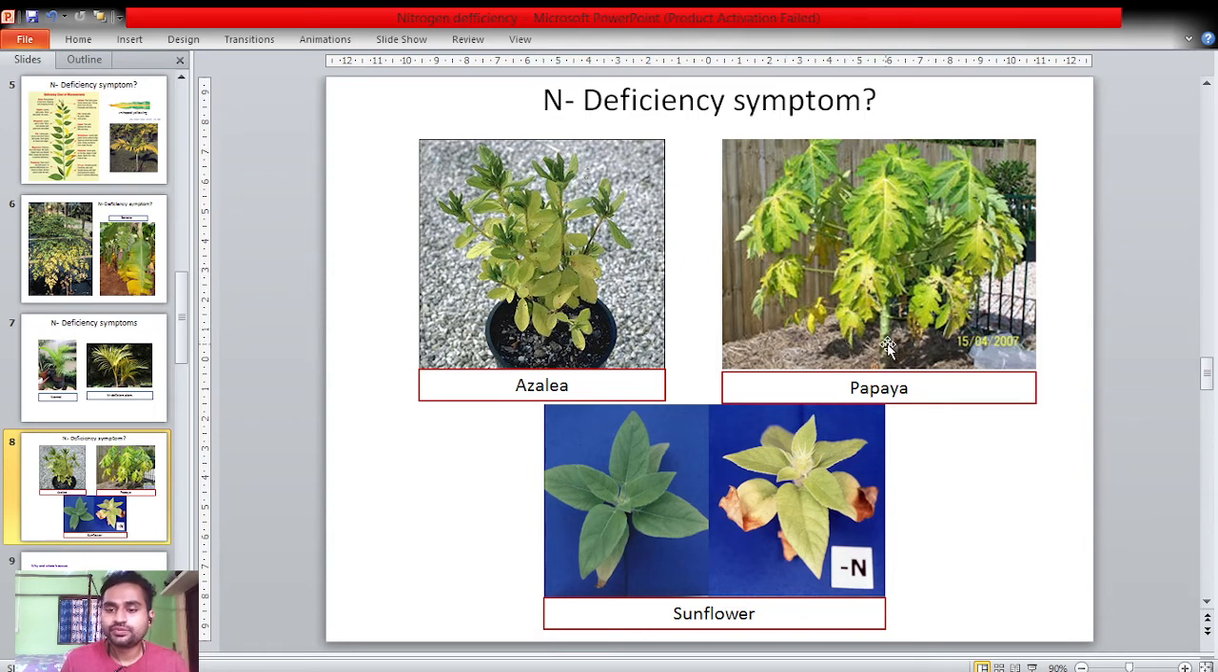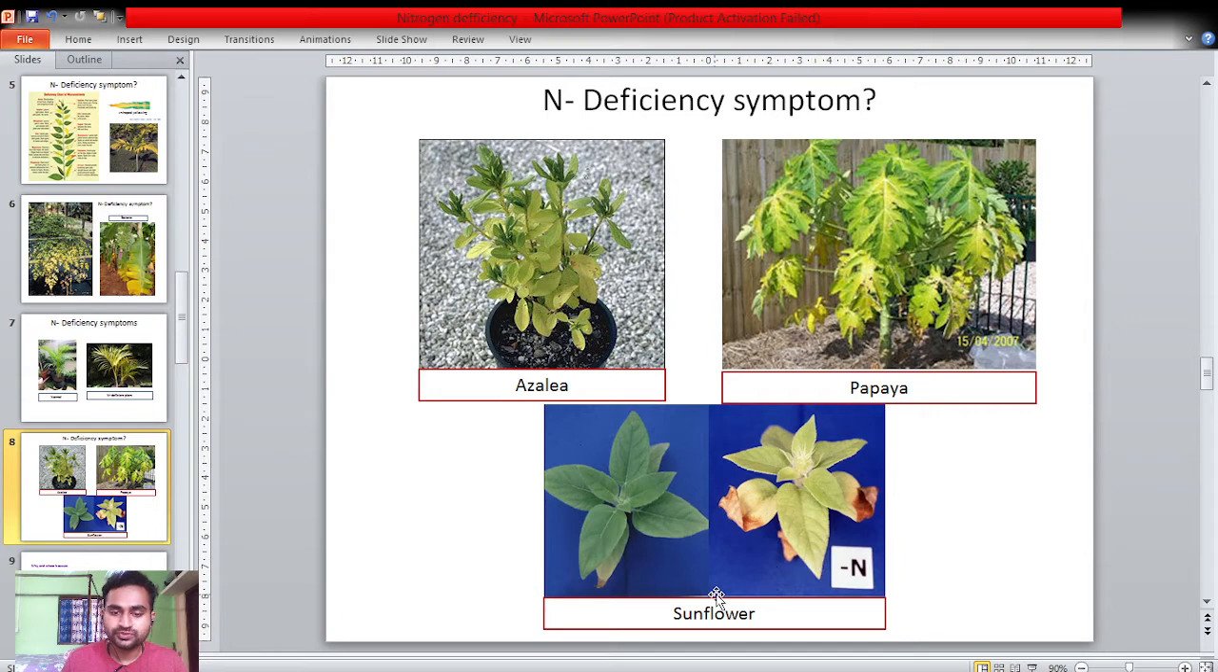In the right side you have the papaya tree. In this papaya plant you can see a severe nitrogen deficiency symptom. The lower leaves are drooping or senescing, and the lower-middle to middle leaves have a yellowish color, which is a typical nitrogen deficiency symptom. The higher leaves are still green. After a certain time the whole plant will look very yellow in color and the leaves will fall down.